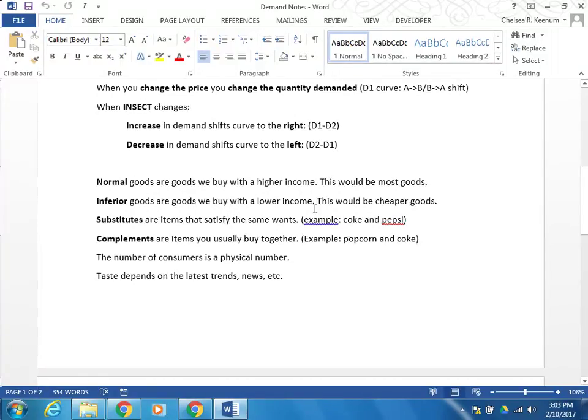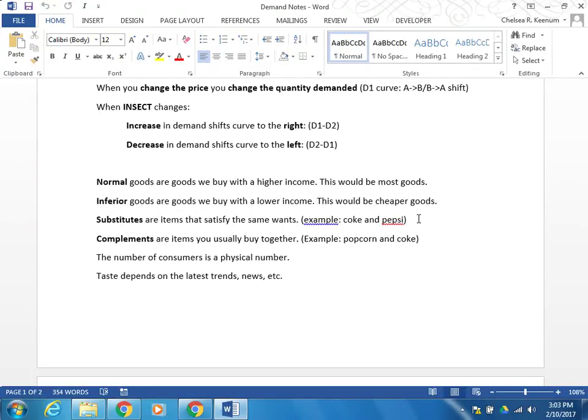Okay, inferior goods are goods we buy with a lower income. So this is going to be your cheaper goods. Maybe the off-brand of something that you would normally use, or maybe instead of buying something, you buy stuff to make it because it's cheaper, different things like that. Okay, substitutes are items that satisfy the same wants. Example, Coke and Pepsi. That may not be a good example because some of you may be anti-Pepsi or anti-Coke, but they're both dark sodas with a similar taste.